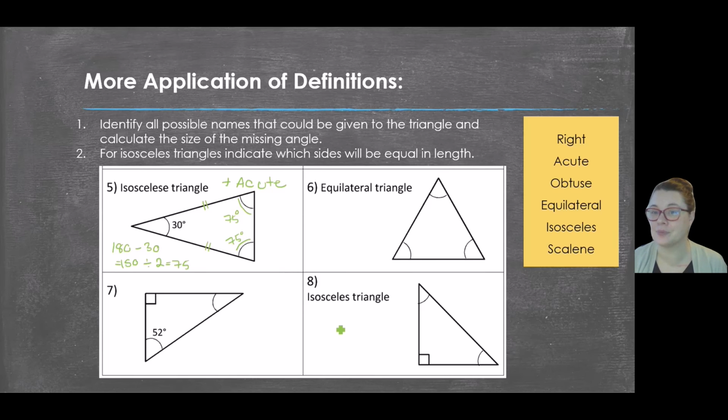All right, this one we have an equilateral triangle. We've already done this one. So equilateral triangle, we have 180 degrees divided by 3 corners. Leaves us with 60 degrees each. If they're each 60 degrees, it's equilateral and it is also acute because they're less than 90.